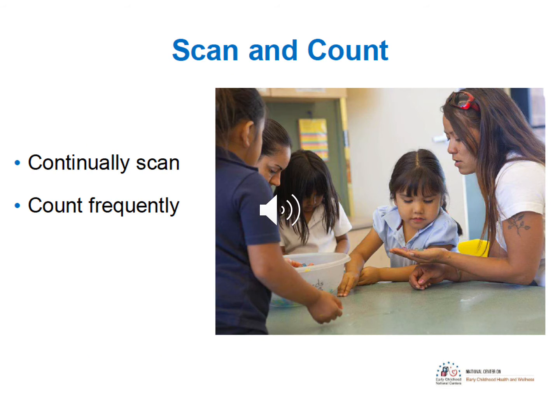The next strategy in active supervision is to scan and count. And by that we mean continually scan. When you are lining up your kids to go outside and you line them up in your classroom, count them. Have your TA count them. Document how many children you're taking outside with you. Have the children help you count the kids, and count frequently.